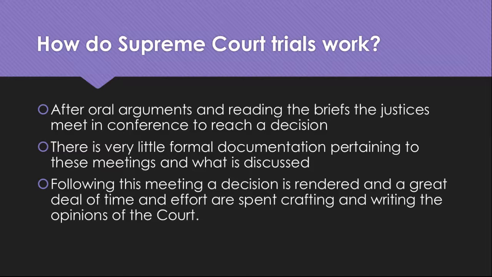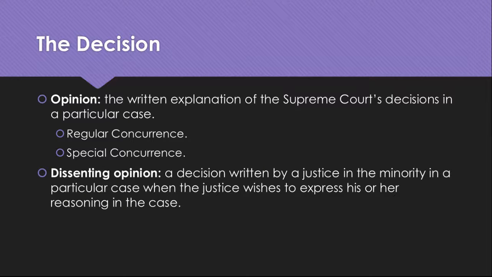After the oral arguments, the justices will meet and they'll reach a decision. They'll talk to each other about it. They will do a lot of research. And then they will issue a formal document with an opinion on that. And the opinion is a number of things. They can have a regular concurrence or a special concurrence, which means that they've decided to go ahead and agree with another justice. And they can have a special concurrence or a dissenting opinion, in which they'll say, I agree with you, but I got there differently. The dissenting opinion is usually a minority opinion.